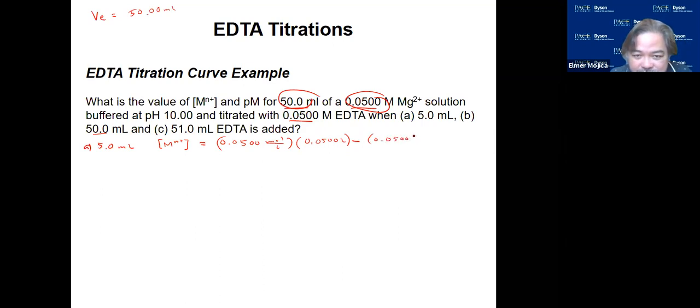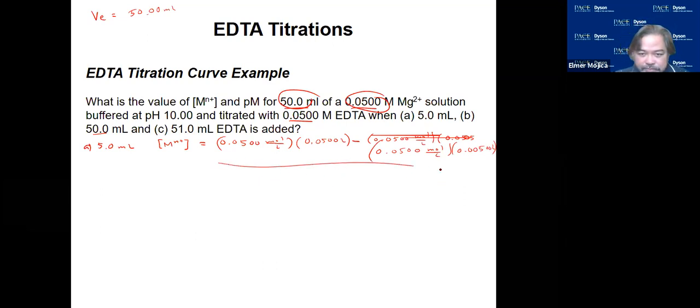0.05 moles per liter times 5 mL, right? And divided by what? 0.050 plus 0.005. And that's the concentration of your metal.